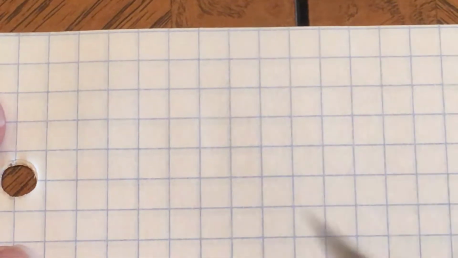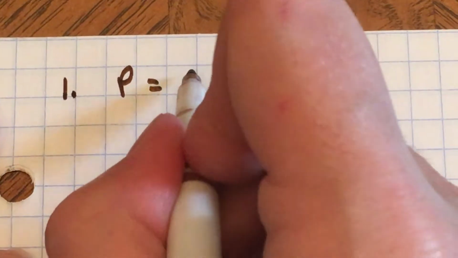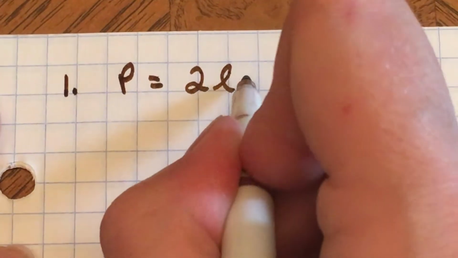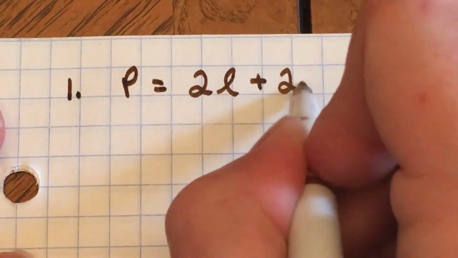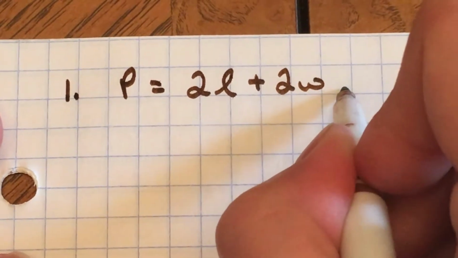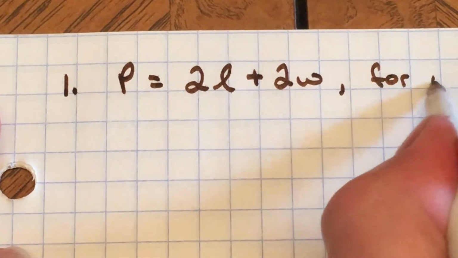Okay, so let's look at problem number 1 together. So we have the equation P equals 2L. Make sure you know that's an L in your own handwriting, plus 2W. And we are told we are going to solve for W.